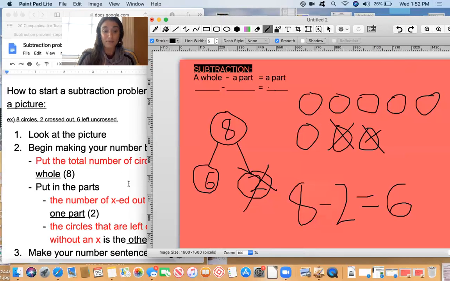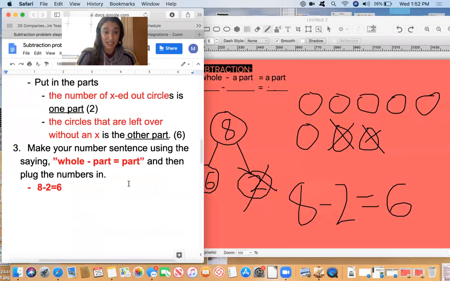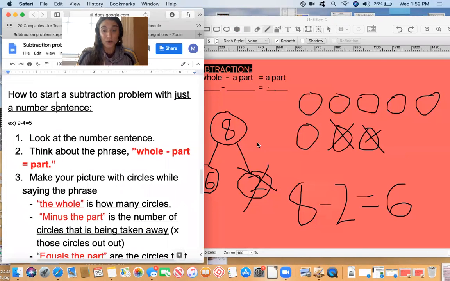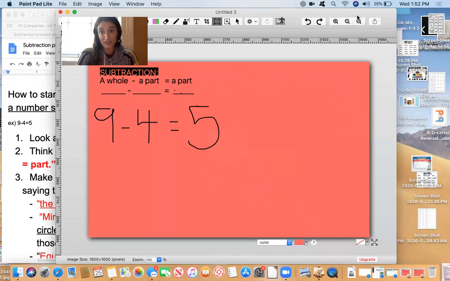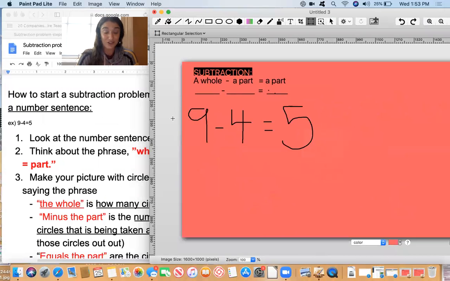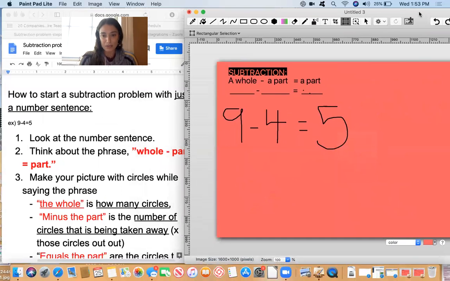Now we have one more type of problem. This type of problem is when you are just given a number sentence. Now this could be a little bit hard. So you need to pay attention so that you don't get tricked from this one. So right here, I see our number sentence. Let's read it together. 9 minus 4 equals 5.